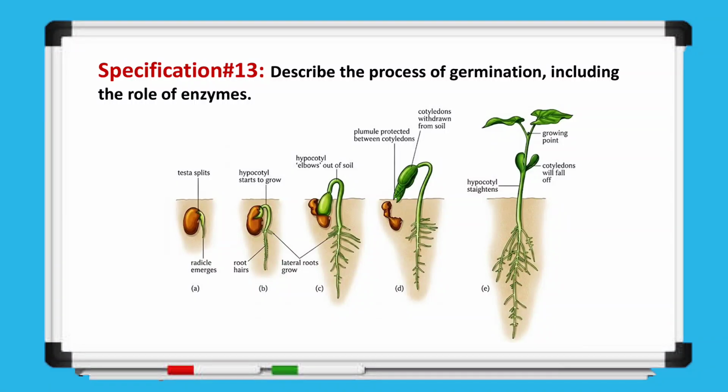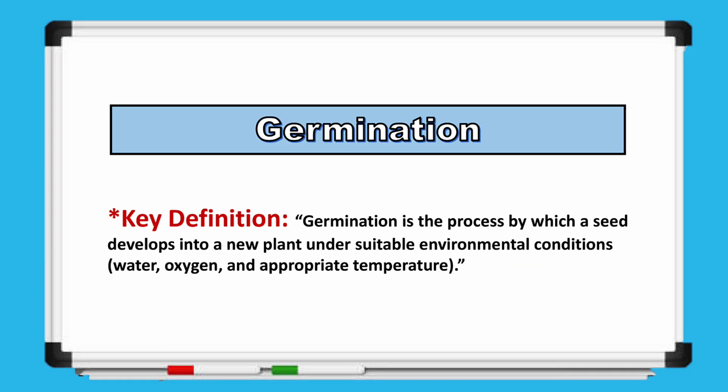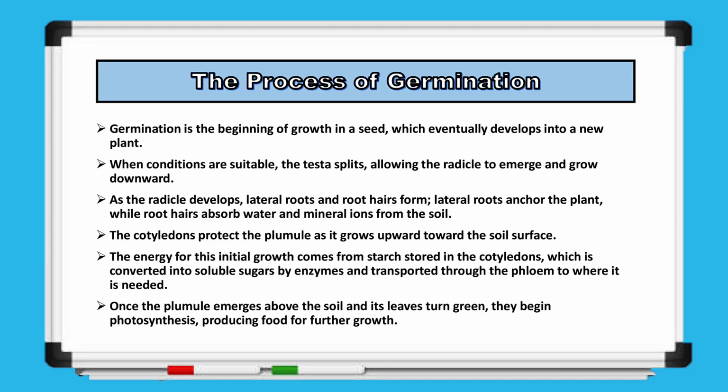Next we move to the final topic of this unit, which is specification 13. This specification asks us to describe the process of germination, including the role of enzymes. We have already discussed what germination means in relation to seeds, but now we will look at how this process actually takes place. Germination can be defined as the process by which a seed develops into a new plant when suitable environmental conditions such as water, oxygen, and an appropriate temperature are present. Germination marks the beginning of growth in a seed that eventually develops into a young plant.